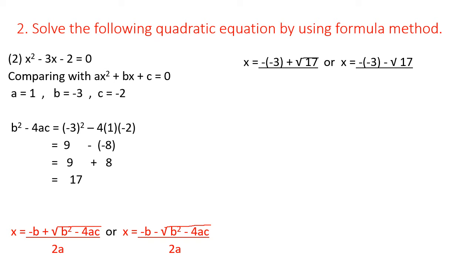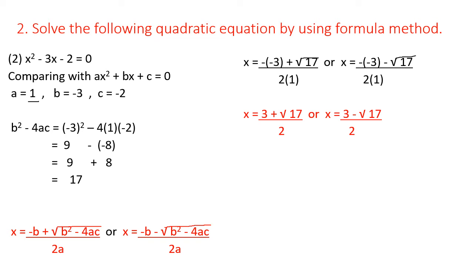This will also be root of 17 upon 2a. So 2, and a is going to be 1, so 2 into 1. But we know that root 17 is not a perfect square, so we are not going to get anything out of it. Instead we can just do minus into minus, which will be plus 3 plus root 17. Similarly, minus into minus is plus 3 minus root 17, upon 2 ones is going to be 2.